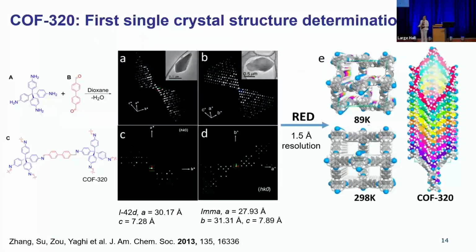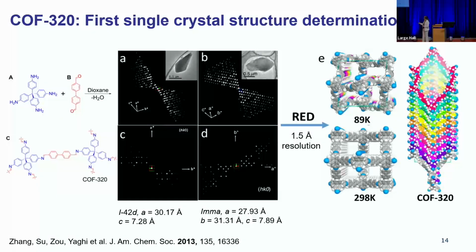And the first structure from our group was done in collaboration with Yaghi, and this is the Co-CAU-36 MOF. You can see that you can obtain very nice single crystal data directly from these MOFs. The resolution was not very high, 1.5 angstrom. Still, we were able to locate all the atoms in the structure.